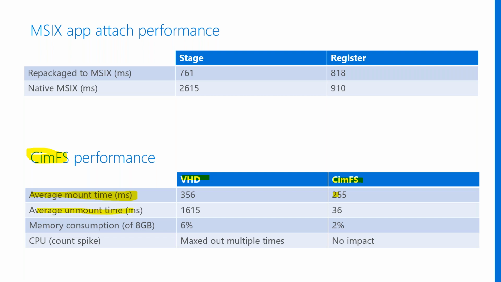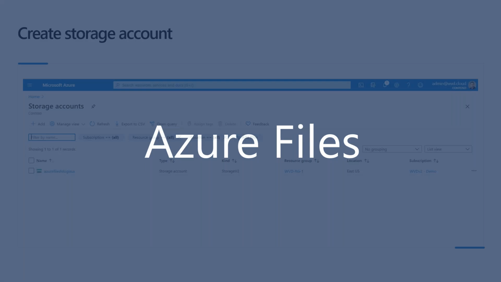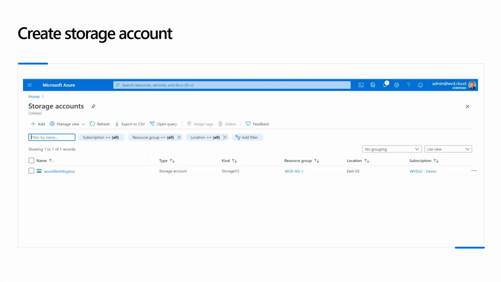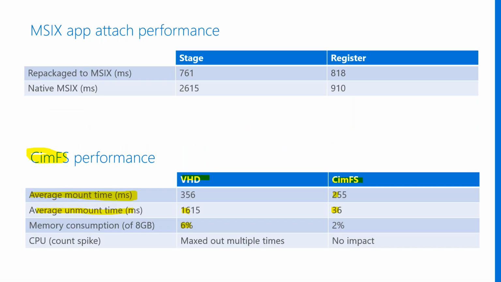Same for unmounting, or not the same in terms of 50% less, but way less. It's like in a snap. Memory consumption is higher with VHD as well, and that's because of the format of VHD. Oh, let me go back here. That format is created like VHD is created.